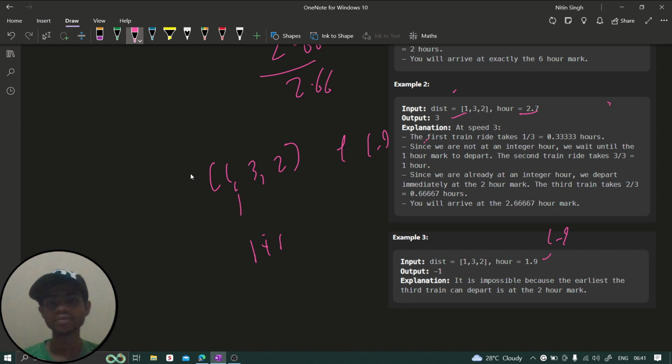So we have seen three examples, and they were really interesting, and we have seen the problem statement. Basically it says that we are given two things. First is hour, the maximum time we can take to reach our office. Second is the distance array. The distance array has the distance of each train, how much distance each train is going to cover. And third is that we need to find the speed, and that should be the minimum speed, so that we can reach our office. If it is not possible, we have to return -1.